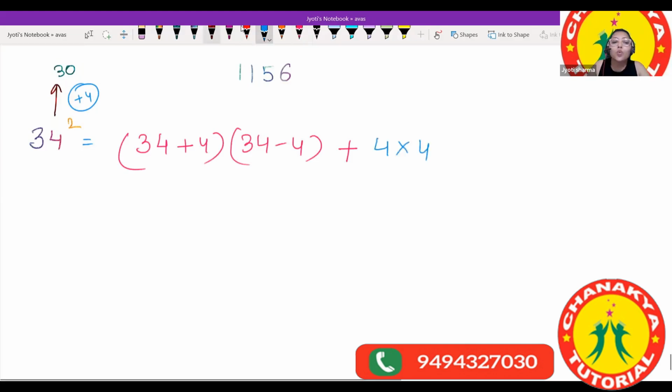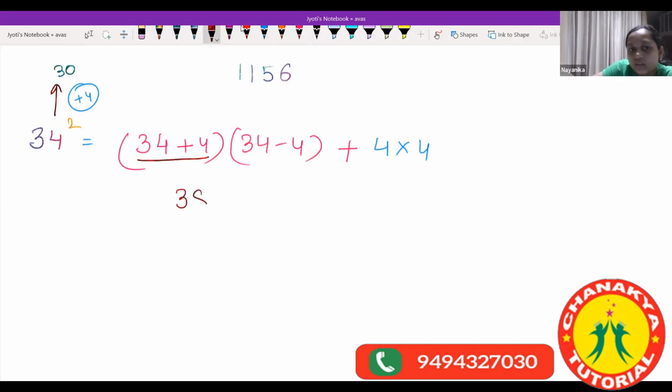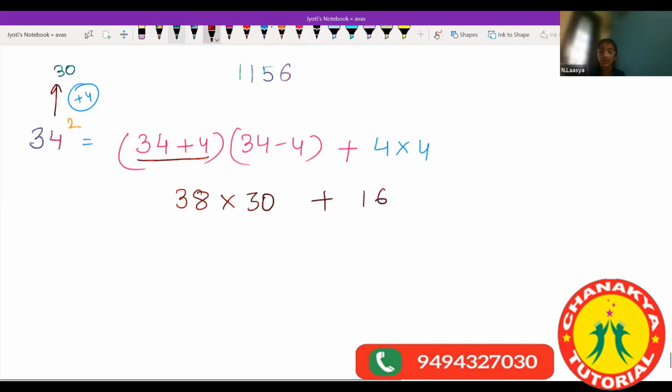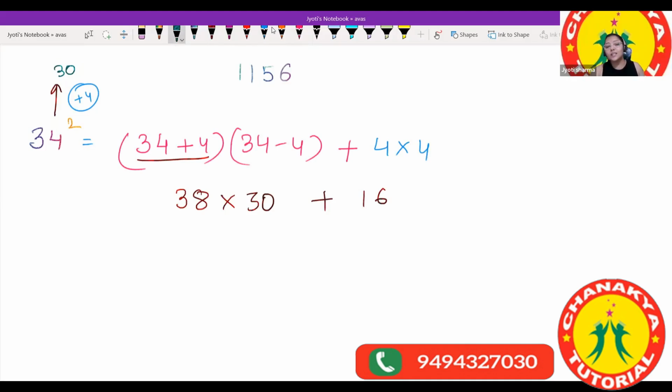Okay, now what is 34 plus 4? 38. 34 minus 4? 30. Plus 4 into 4, 16. Because I am telling you in detail, that's the reason I am explaining everything here. Otherwise, you can do the first step in your mind.